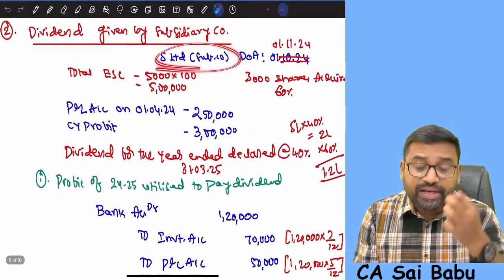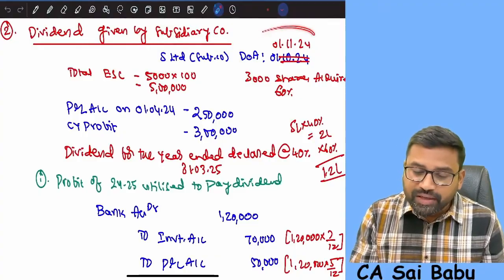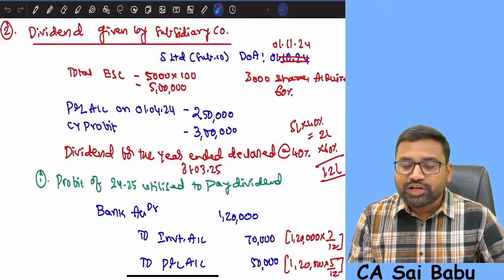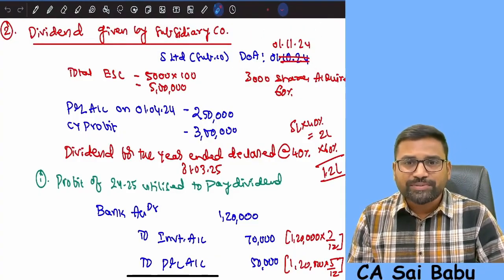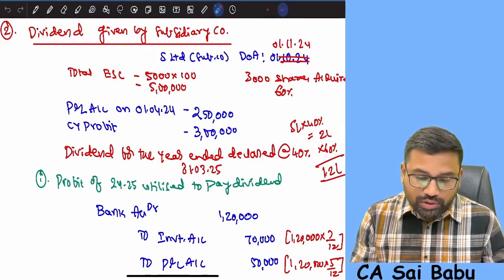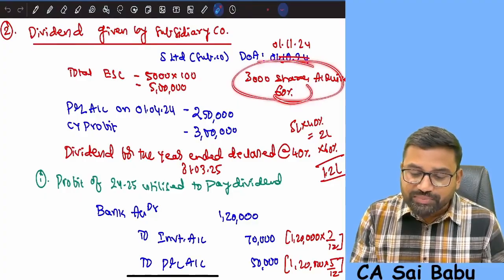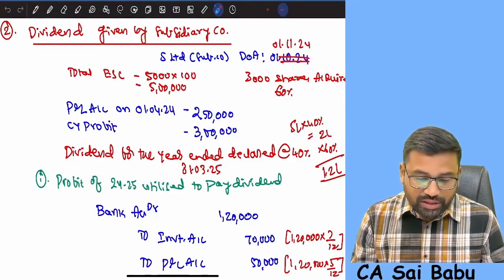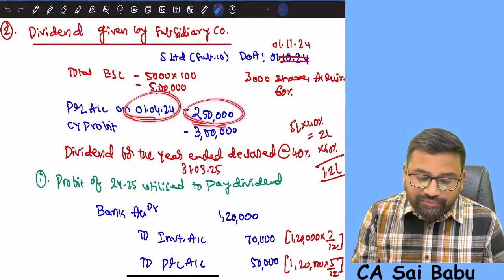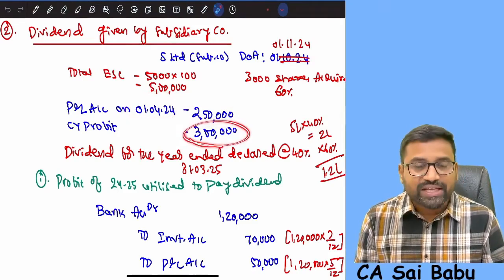Suppose subsidiary company S Limited, sir. The parent company acquired the subsidiary company on 1st November 2024. That means the first 7 months pre, the next 5 months post. Total 5,000 shares are in the subsidiary company. The parent company acquired 3,000 shares. That means 60% shares. Opening P&L account balance is 2,50,000 in the subsidiary. Current year profits are 3 lakhs.